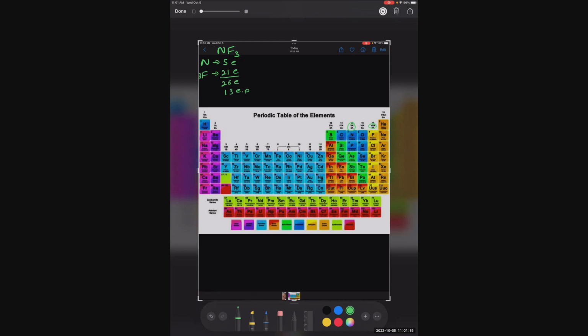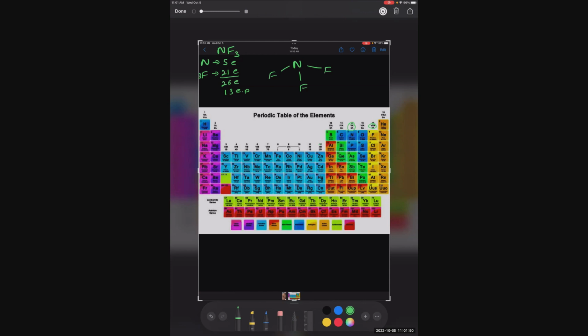And once we have this, the next step is to draw the skeleton of the molecule. In the center, we're going to have the element with the higher bonding capacity. In this case, nitrogen has a bonding capacity of 3, and fluorine has a bonding capacity of 1. Therefore, nitrogen is in the center, and then we're going to have 3 fluorine atoms bound to it via covalent bonds. And now, once we have that, we need to distribute the 13 electron pairs, starting with the outer atoms.